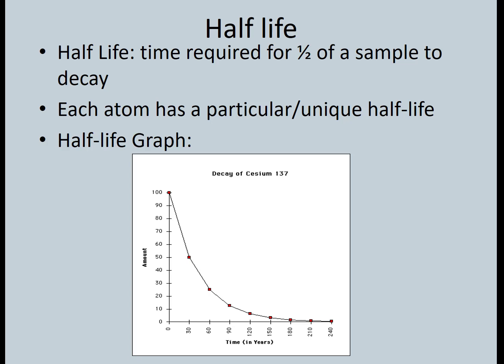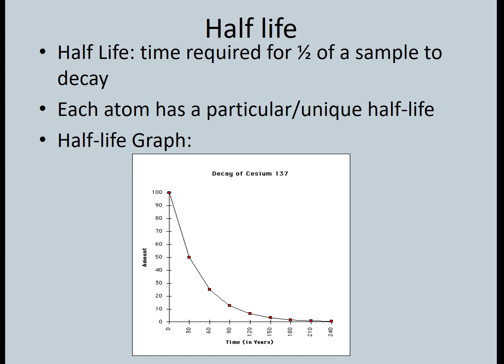When we're looking at radioactive isotopes, each atom has a particular or unique half-life, and they actually use half-life to tell how radioactive it is. So if you have something that has a very short half-life, then that's very, very reactive. If you have something that is a longer half-life, then it's not as reactive.